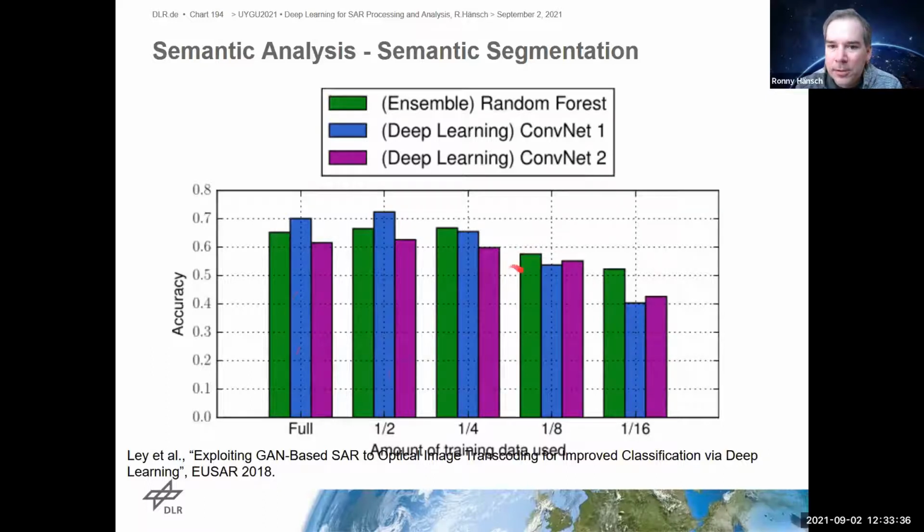If you have more samples, everything is getting better. At some point, it's competitive, right? And only when you have really a lot of data, deep learning is starting to outperform the shallow learning.